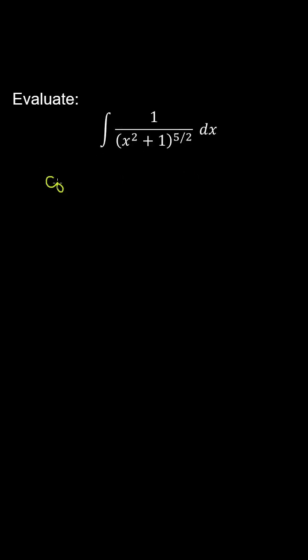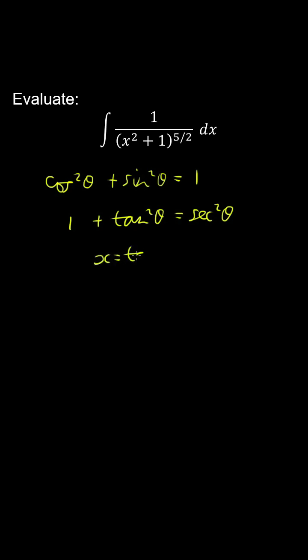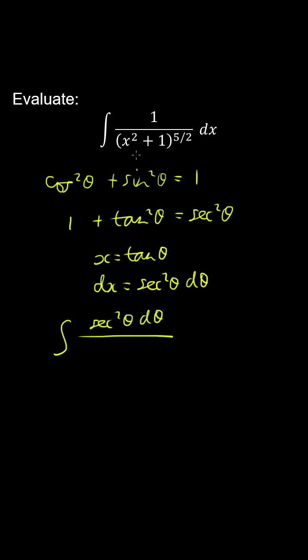So what we'll do is use our typical trig identity, and to get this in the form of 1 plus x squared, we're going to divide by cosine squared theta. And we'll set x is equal to tan theta, and therefore dx is sec squared theta d theta. And substituting for dx, we get sec squared theta d theta. And substituting for x squared gives 1 plus tan squared theta, which is sec squared theta to the 5/2, or sec theta to the power of 5.